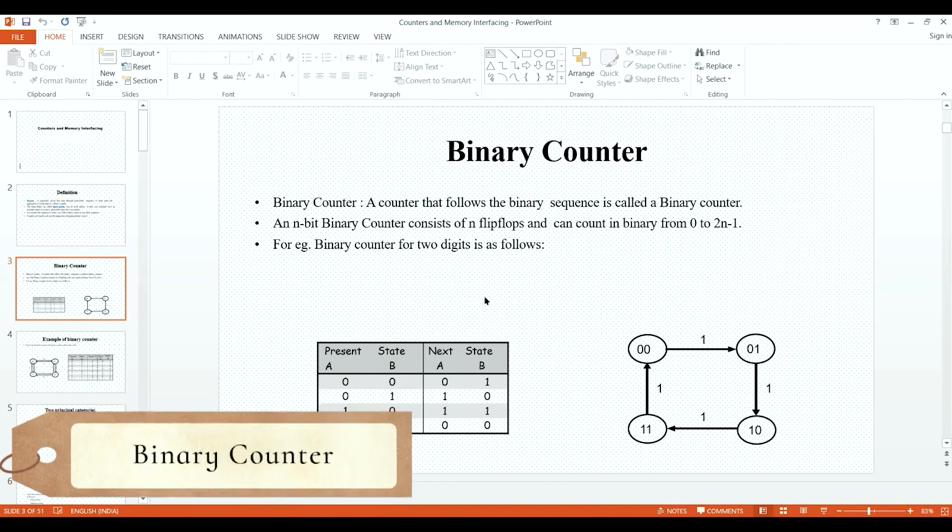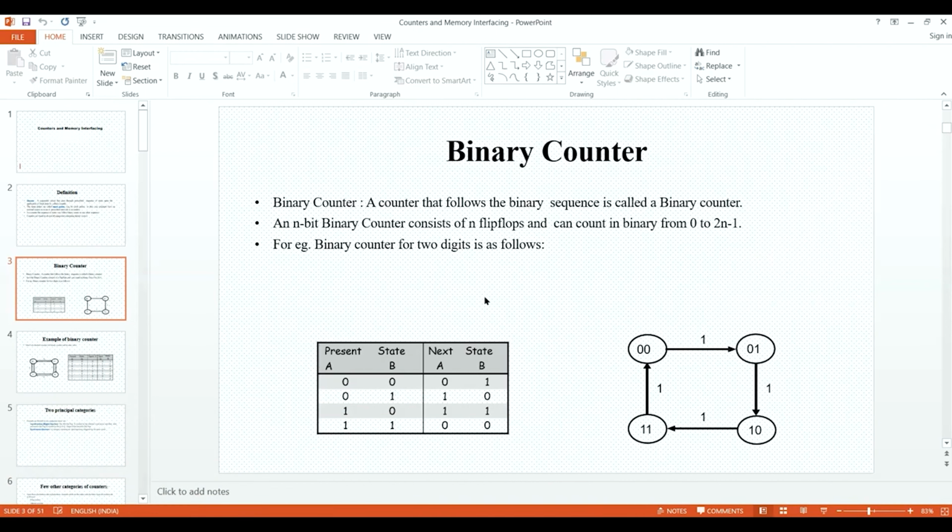N-bit, I'm again repeating, n-bit binary counter, where we will have n number of flip-flops. So if I'm dealing with a 4-bit binary counter, I will have 4 flip-flops that can count from 0 to 2^n minus 1. Now this is very, very important.